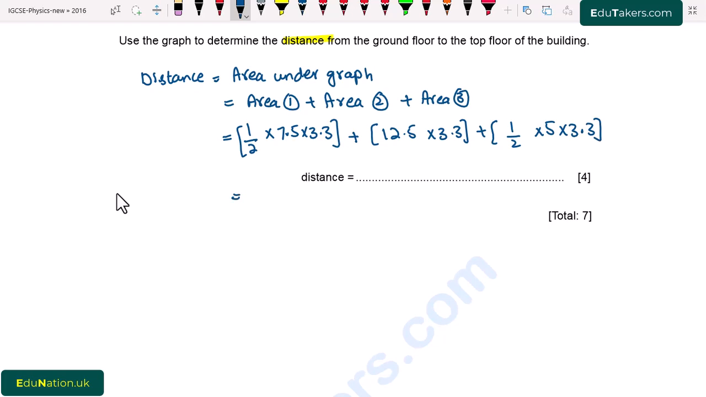So it becomes 12.375 plus 8.25 plus 41.25, and it will be equal to 61.875, which is equal to 62, and the unit of distance is meters. So I write here distance is equal to 62 meters.